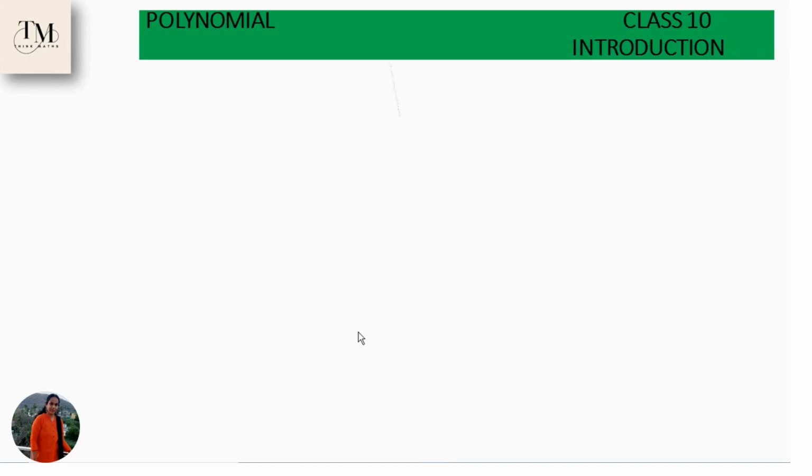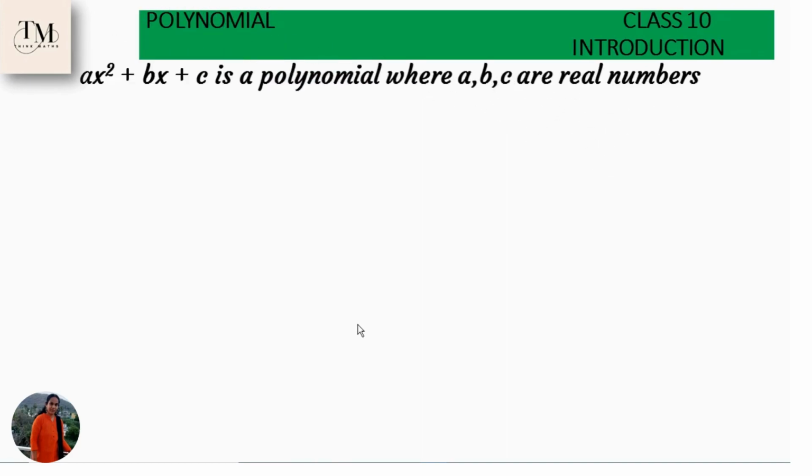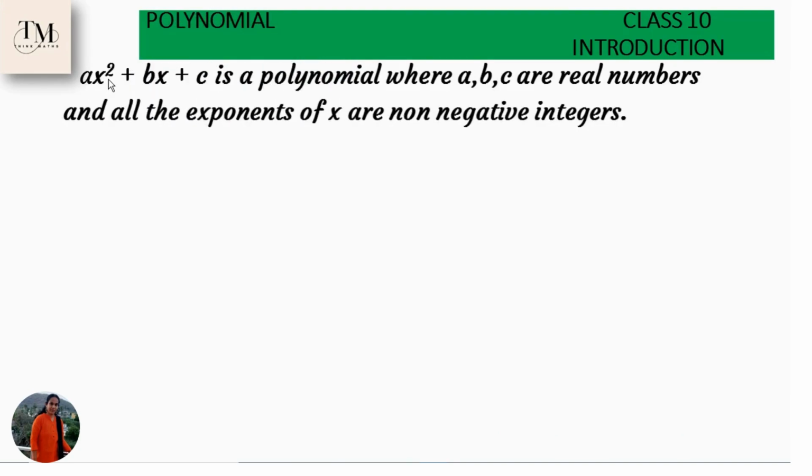Next one, we are going to define the polynomial. The equation ax square plus bx plus c is a polynomial where a, b, c are real numbers and all the exponents of x are non-negative integers. So here the constants a, b, c are all real numbers.